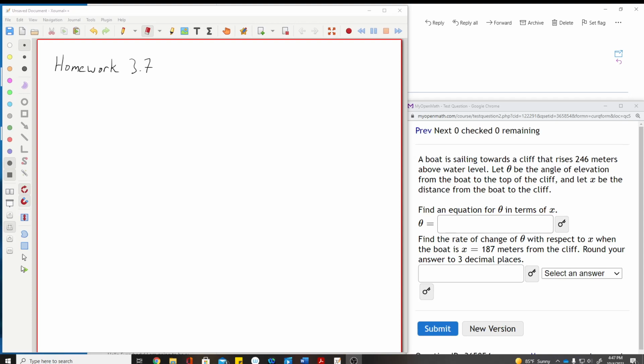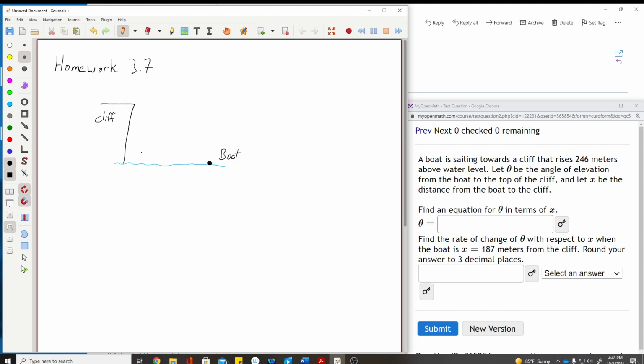Now let's take a look at how to do this homework problem. So the question says a boat is sailing toward a cliff. Let's make a little diagram as we go. I'm not going to draw pictures, just a diagram, so we'll have this dot be our boat. It's sailing towards a cliff, so we'll have a cliff here.